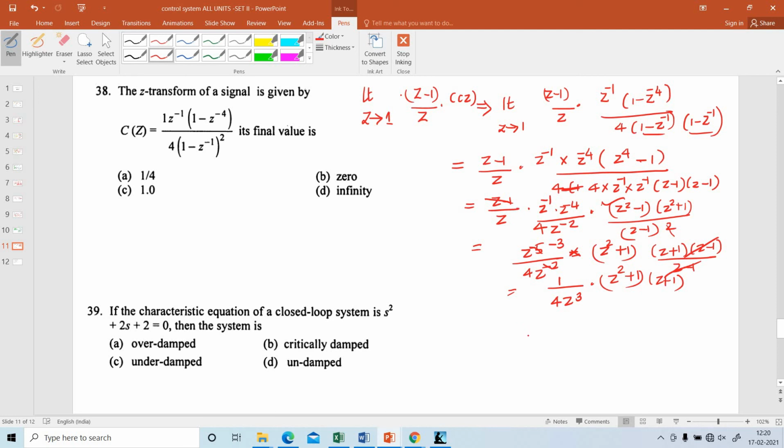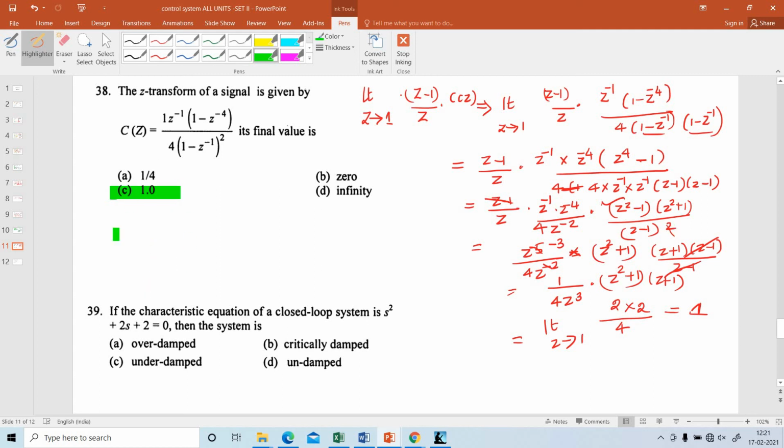So what will be the answer? z square plus 1, 1 plus 1, 2; 1 plus 1, 2 divided by 4. So limit z tends to 1. So the answer is 1. 1 is the correct answer. Option C is the correct answer.